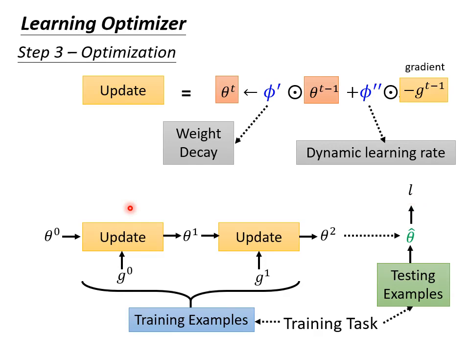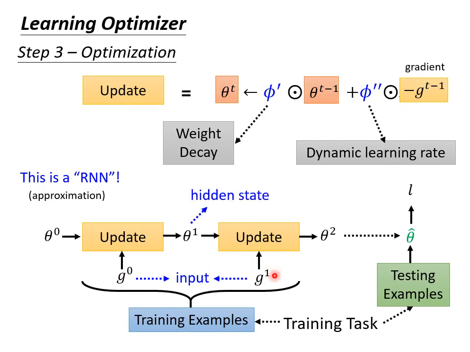Then for optimization, there is something interesting. We can consider this optimization procedure. We can consider the gradient descent as a recurrent network. You can consider the gradient here as the input of the recurrent network, and you can consider the theta here as the hidden state in the recurrent network. And if we consider theta as the hidden state, then you can consider phi prime as the forget gate in LSTM, and phi double prime as the input gate in LSTM.